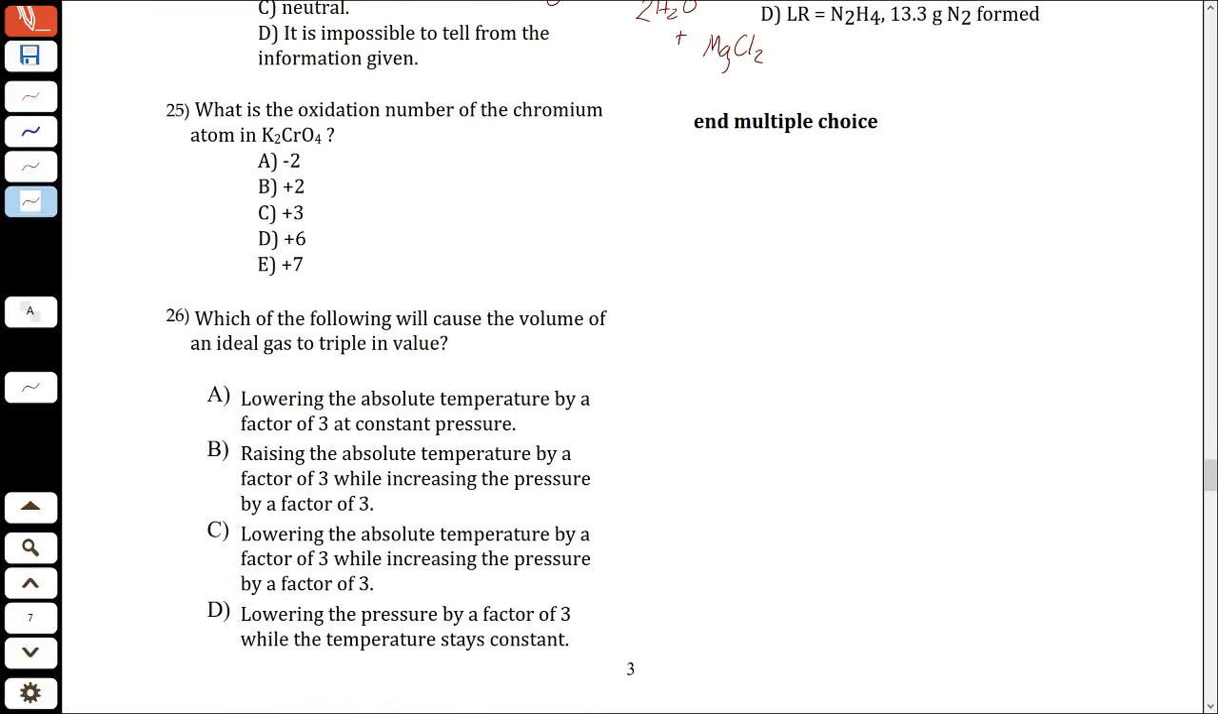All right, chromium is +6 for the oxidation state in potassium chromate. And for an ideal gas to triple in volume, one thing that can be helpful is thinking about what types of things cause the volume to increase. Certainly, a decrease in pressure, or an increase in temperature, or an increase in moles. And the only one that makes sense here then is D. If you decrease the pressure by a factor of 3 while temperature stays constant, then the volume has to triple.